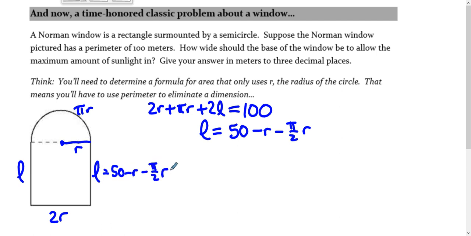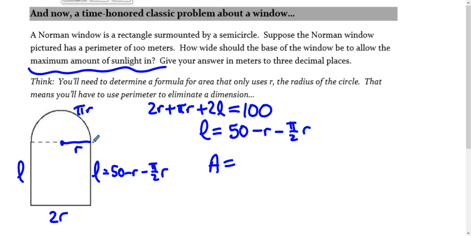So what are we trying to do? We're trying to let the maximum amount of sunlight in. So what are we trying to make as big as possible? Trying to make area as big as possible. So pause. Now that you've seen this much, pause. Can you write the area of the window completely in terms of r? If so, see how far you can get. And then click play, and we'll see if we're right.